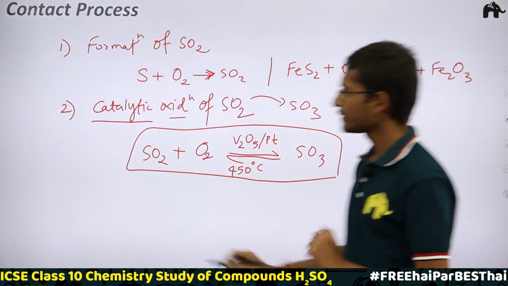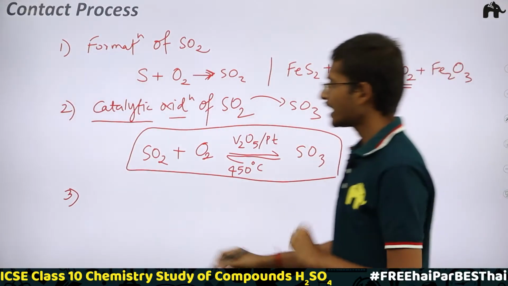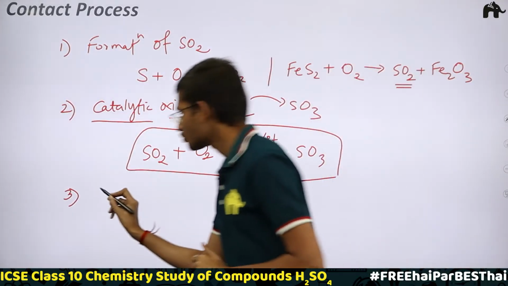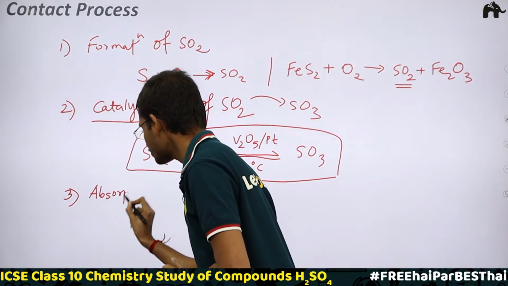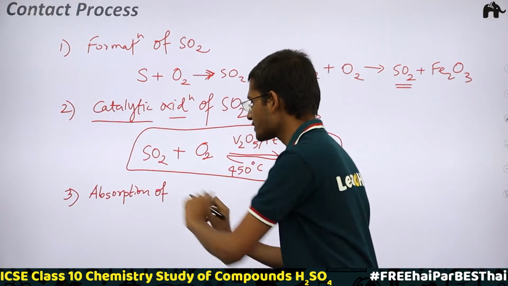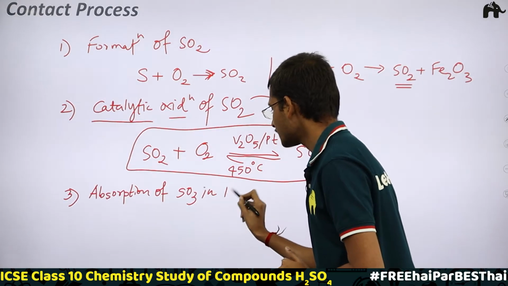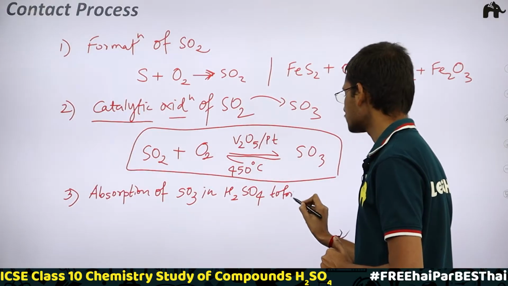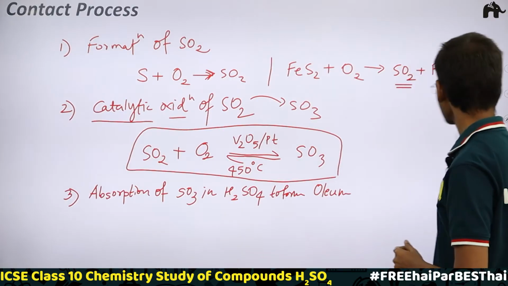Moving ahead to the third step. Now what we are going to do is take this sulfur trioxide and convert it into oleum. So what would be happening here is absorption of sulfur trioxide, SO3, in sulfuric acid, to form oleum.